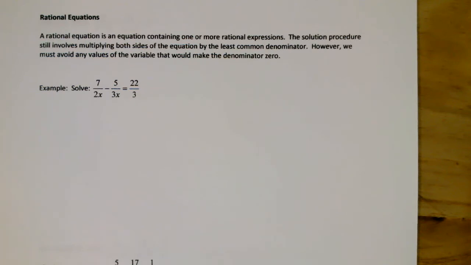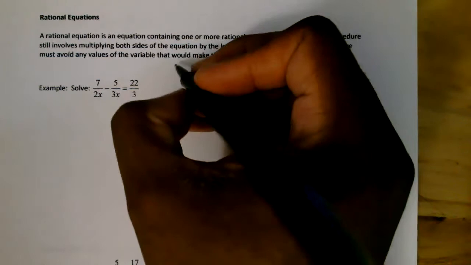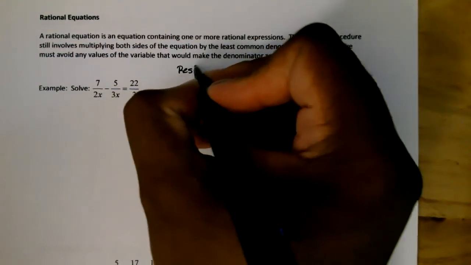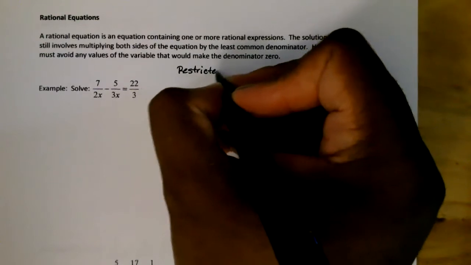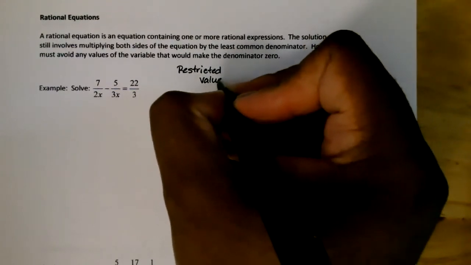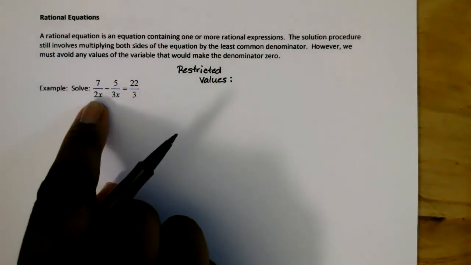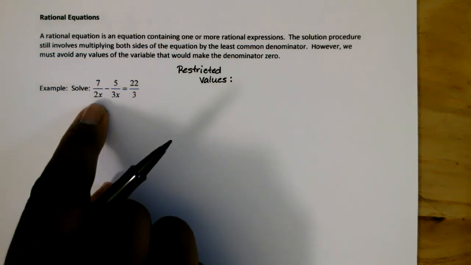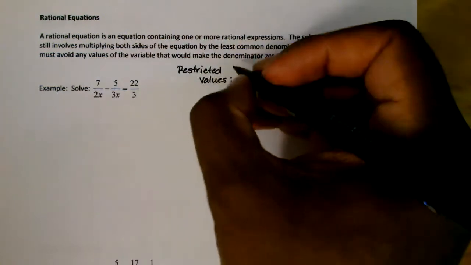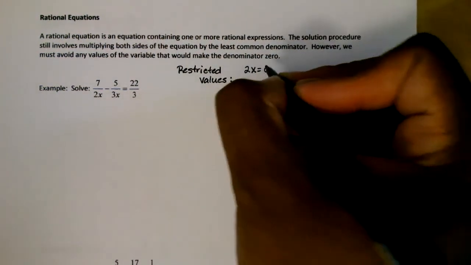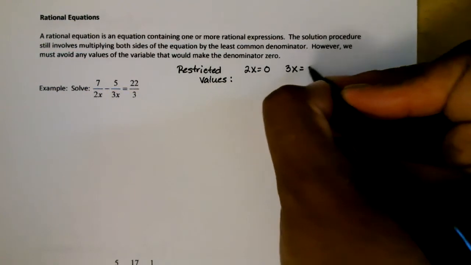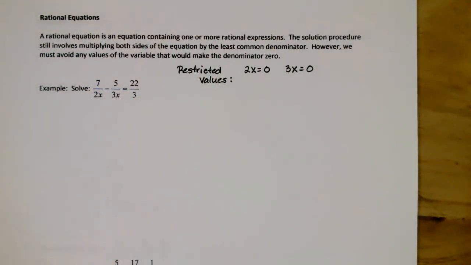So we need to first find out what our restricted values are going to be. That will be the first thing we do before we attempt to solve this equation. We need to find our restricted values. In other words, what values of x would give us a 0 in the denominator? And we do that by setting each denominator that has a variable in it equal to 0. So we set this 2x equal to 0, and we set 3x equal to 0. We don't set the 3 equal to 0 because that 3 does not have a variable in the denominator.